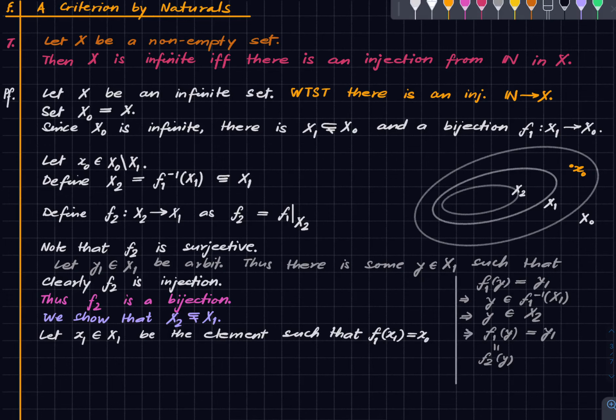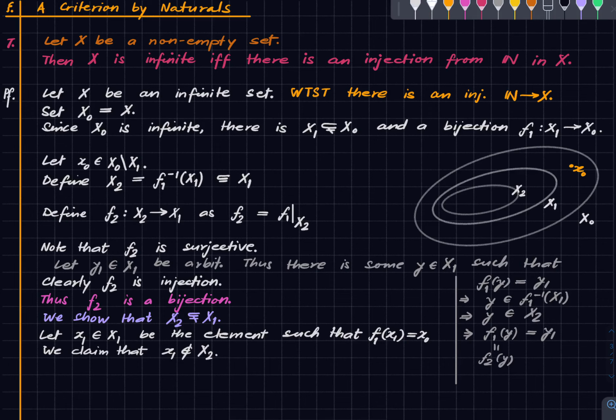So what are we saying? x0 is a point in the set capital X0, and since this map is a bijection, there is some unique point inside the set X1, the domain of F1, which maps to x0. We claim that this is not in X2, right? And let me say why.